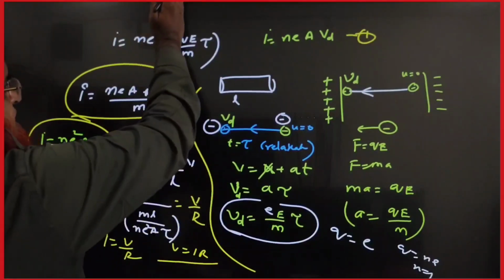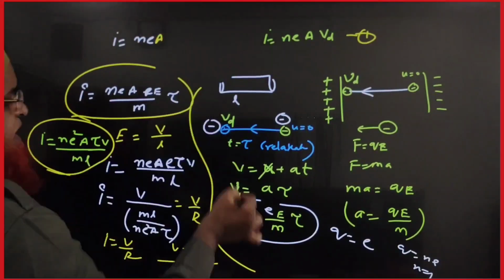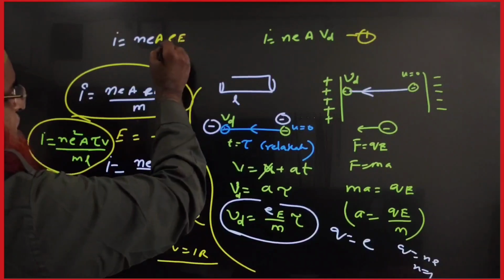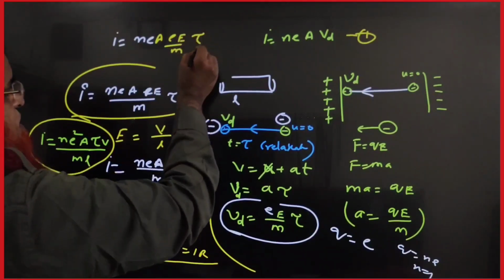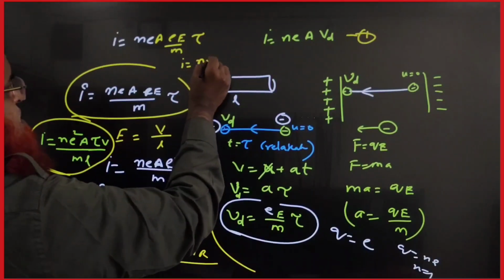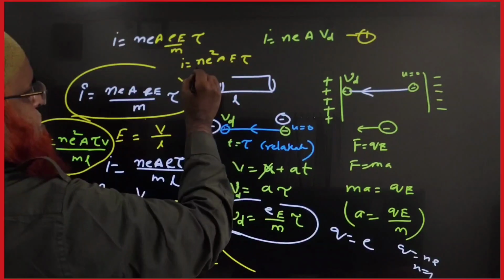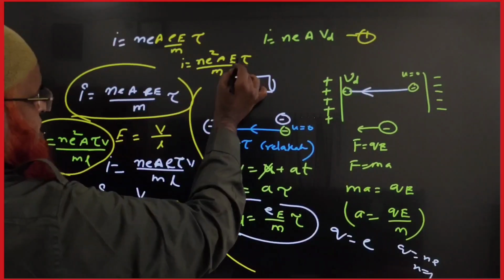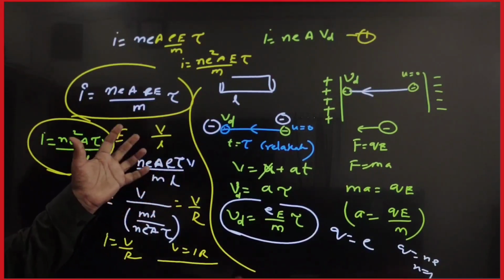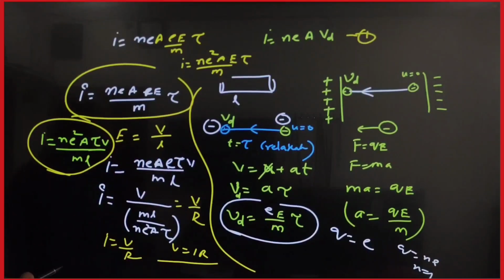So here we can change Vd: we will write e into capital E by m into tau here. Okay. So I will be getting n e square A E tau by m. And again we have taken E is equal to V by L. So if you do it step by step, you will understand. Otherwise you won't understand anything here. Okay. Drift velocity formula.